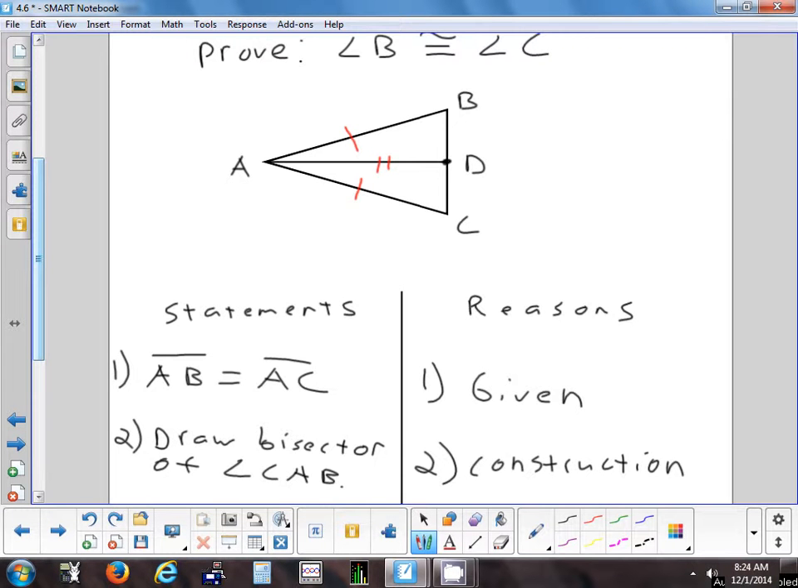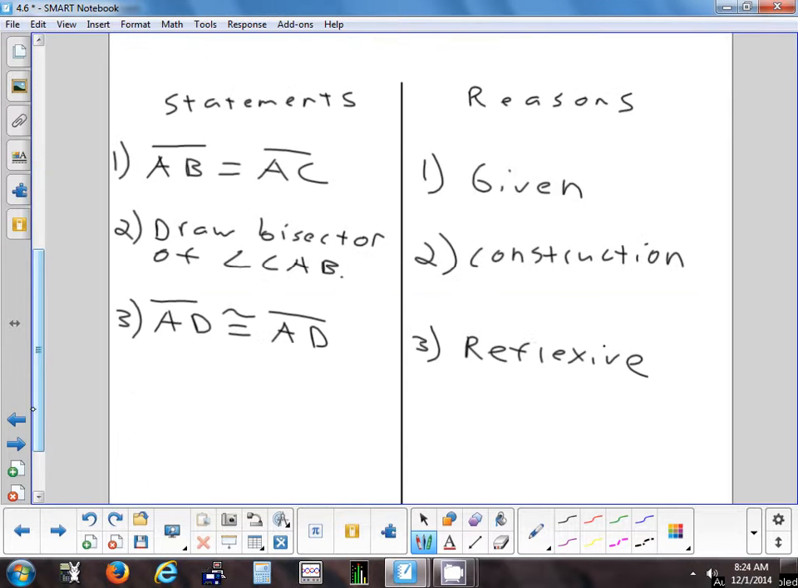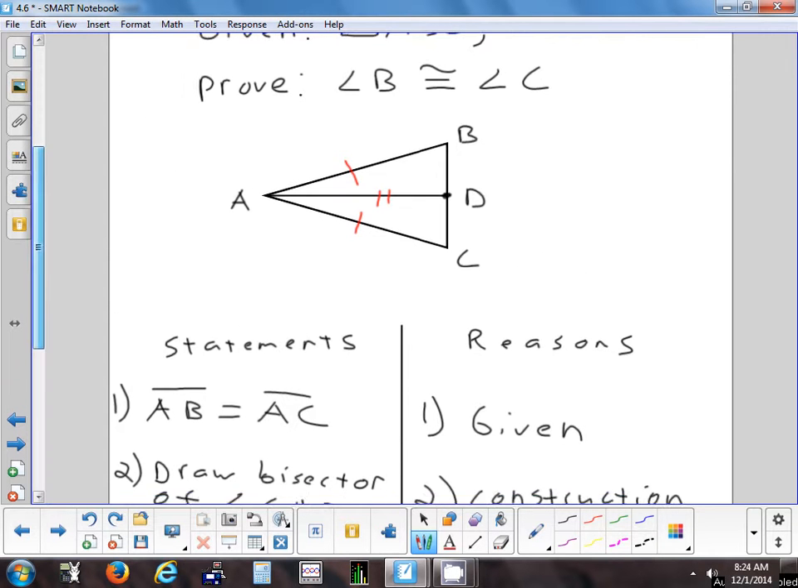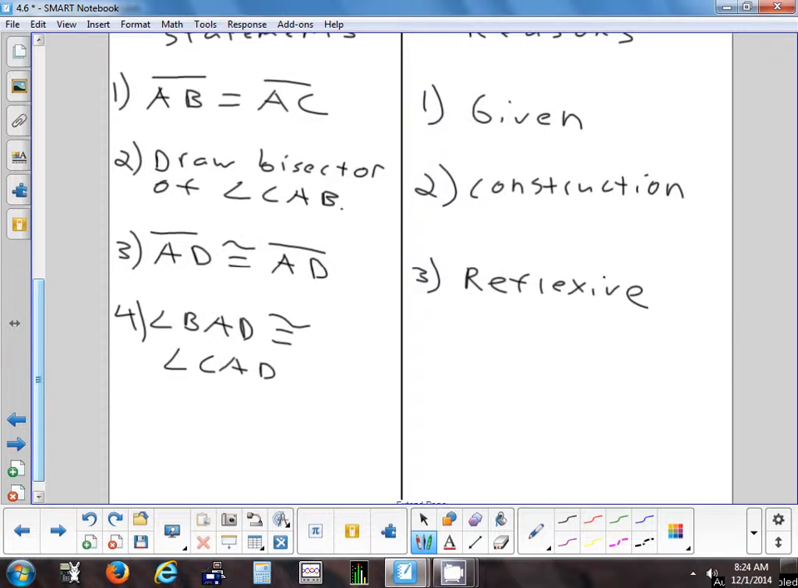Yeah. Angle BAD and angle CAD are bisected. Right, so angle, let's see, yep, BAD and which one? CAD. Yep, angle CAD are congruent. And the reason? That goes back to our construction in step 2. I put step 2 just in case we had another construction we wanted to reference. In the reason, we'd know which one we're talking about. Okay.